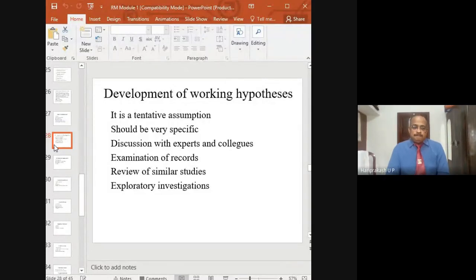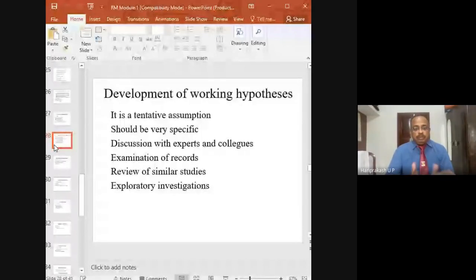Examination of records, secondary data. We call this secondary data: already collected data. It may be in the organization, it may be in the library. Primary data and secondary data, that will be clarified in the later part. So examination of records, records meaning already existing data. You will have to read and understand it. That will help you to frame the hypothesis.